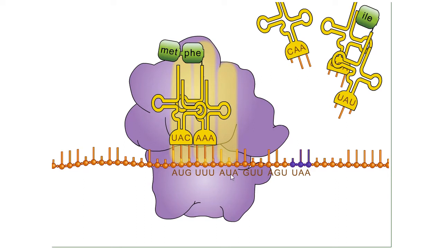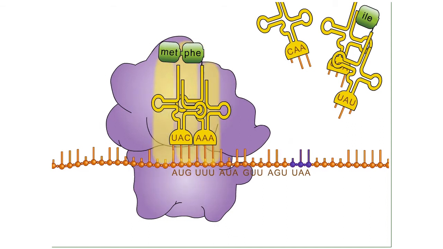So next we have AUA, which means we are looking for a transfer RNA with anticodon of UAU, which is shown right here, and that's what's going to happen.